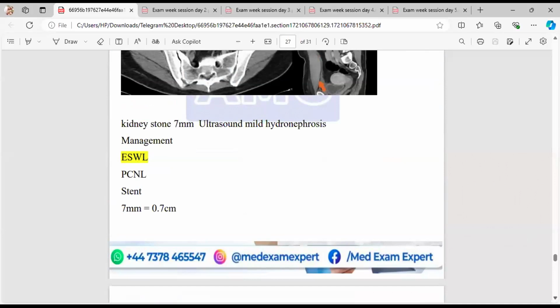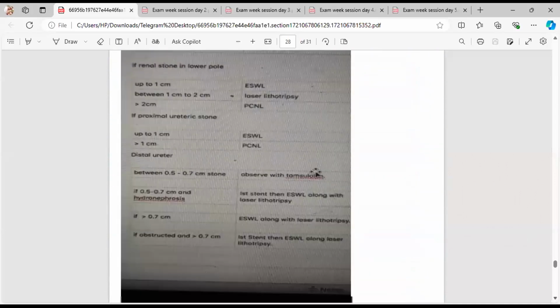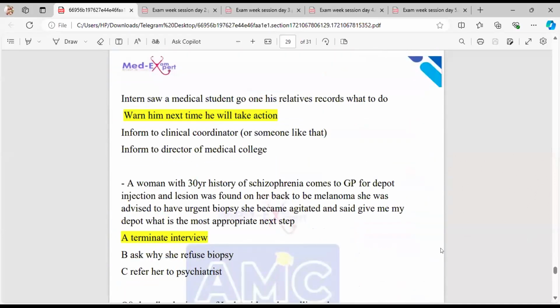Okay, doctor. So now let's move to the next question. An intern saw a medical student going through his relative's records; what to do? Very important question, and this question repeats every time as well. So warn him in this type of question.